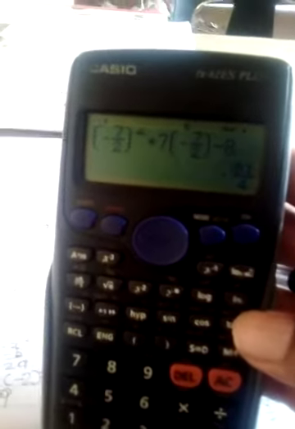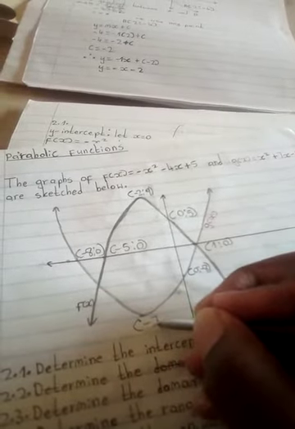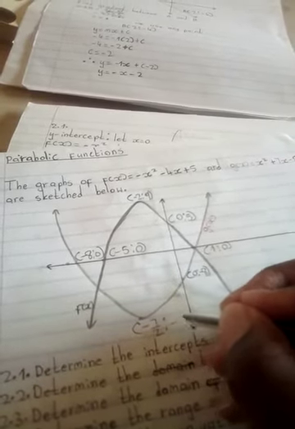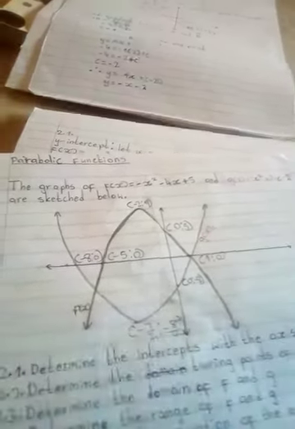I believe you can see there's too much light in here, but I hope you can see. And here we can write minus 7 over 2, minus 81 over 4. And we are done with 2.2.